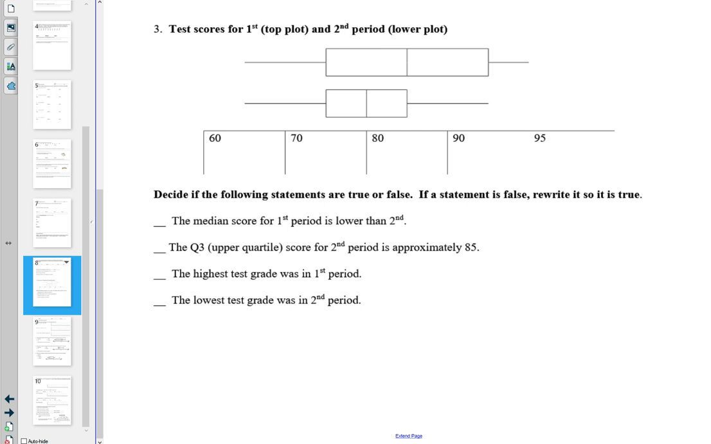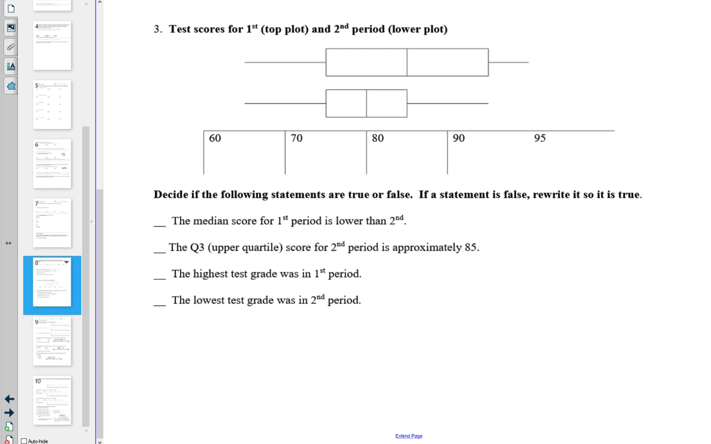Everybody get to where we left off. This is a box and whisker plot. There's actually two of them. This is a box and whisker plot for the test scores for first period and a second period class. And they want us, I guess, to compare, decide if the following statements are true or false. And if it's false, rewrite it so that it's true.